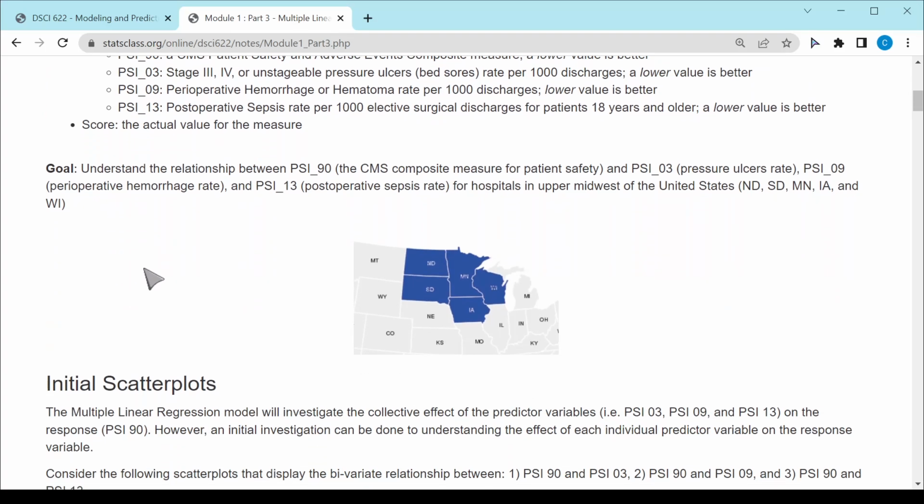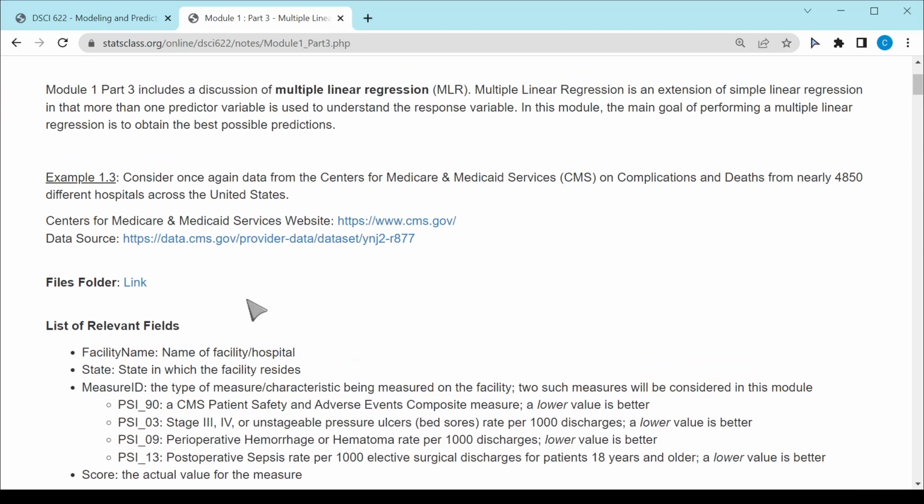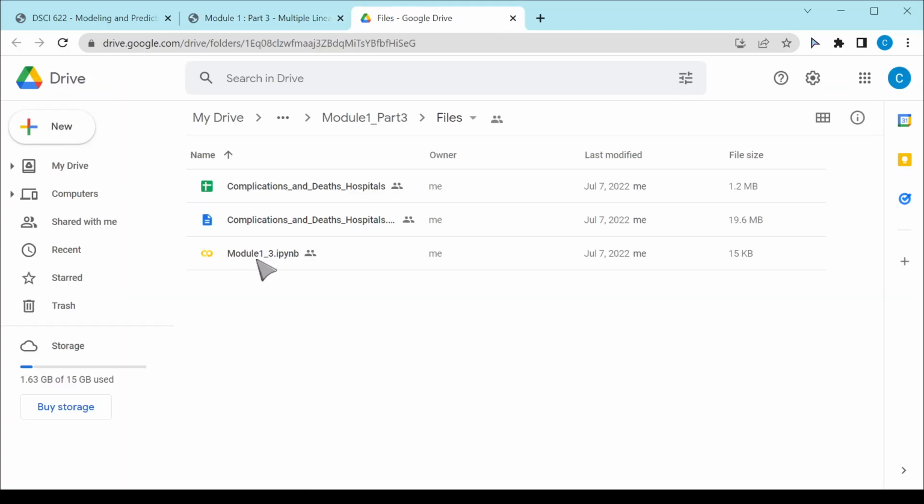We are going to narrow our focus and only include states that are in the upper Midwest. So North Dakota, South Dakota, Minnesota, Wisconsin, and Iowa. Once again here, the files folder will contain the data and also the module or Colab document for module 1.3. So all of the graphs and output can be obtained from that Colab document.